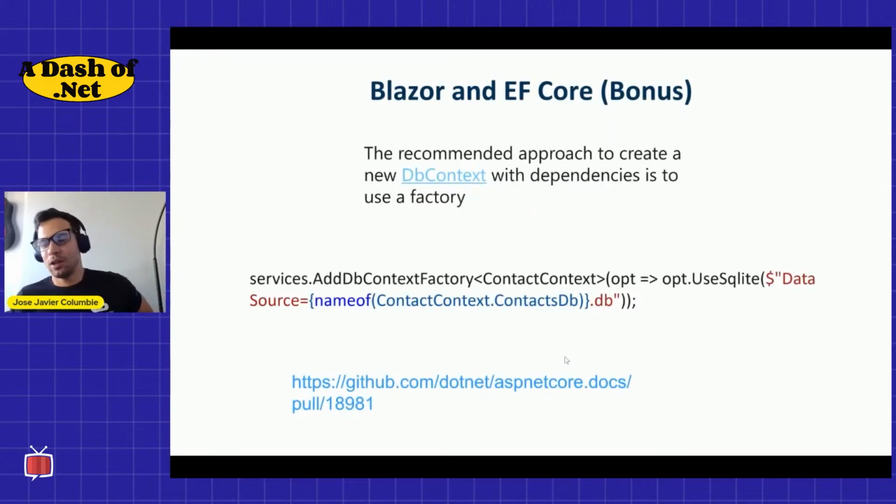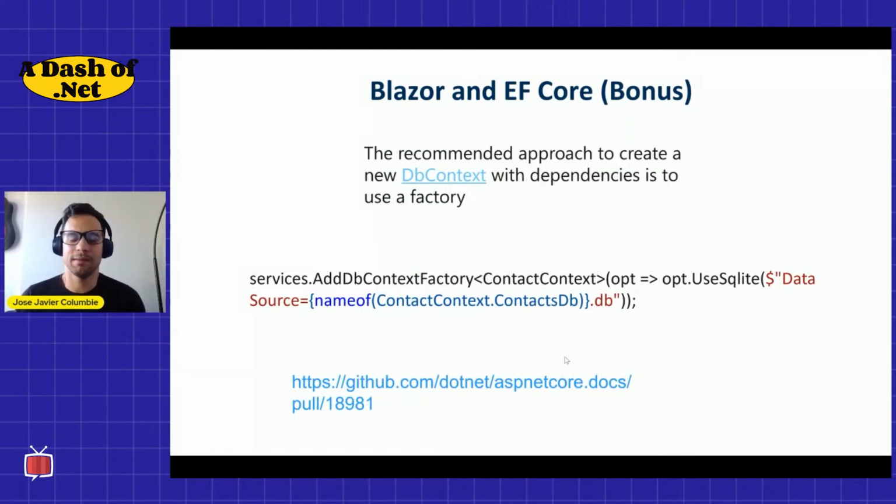Now, I know that we only said 5, but I think it's important to have a bonus, that is Entity Framework. The recommended approach to create a DbContext with Blazor is to use a factory.